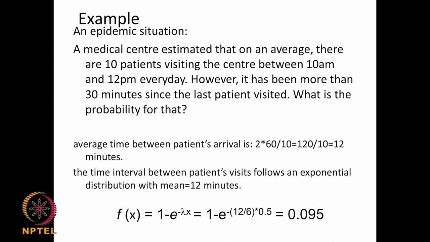The average time for each patient's arrival is 2 hours, because 10 a.m. to 12, so 2 times 60, because we are converting into minutes, divided by 10, gives you 12 minutes. So the average time for each patient to arrive is 12 minutes, that is lambda. Now we want to look at the time interval between patients' visits, which follows an exponential distribution with a mean of 12 minutes. So we can get 1 minus e to the power minus lambda x. Actually this should read 12 by 60, because we are converting that into hours, multiplying by 0.5, where 0.5 is your x, 30 minutes. So this is equal to 0.095.